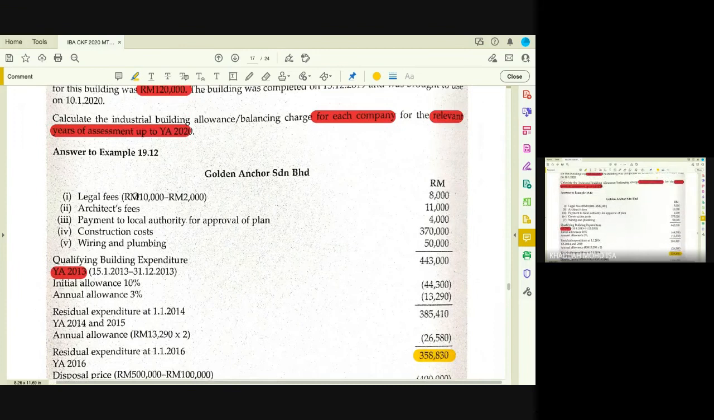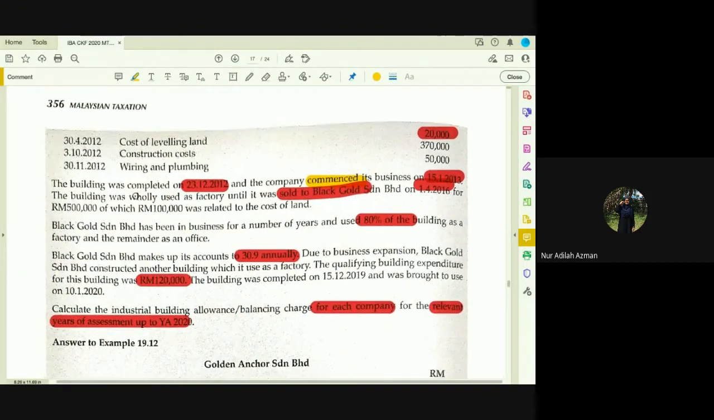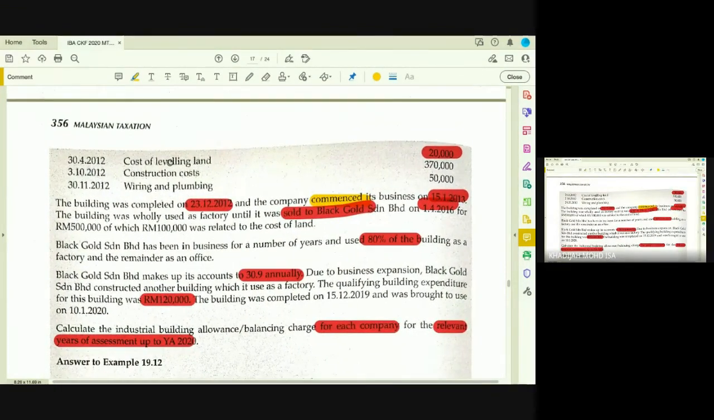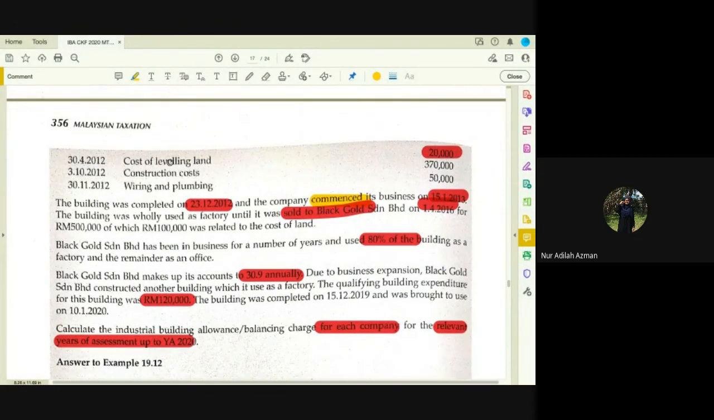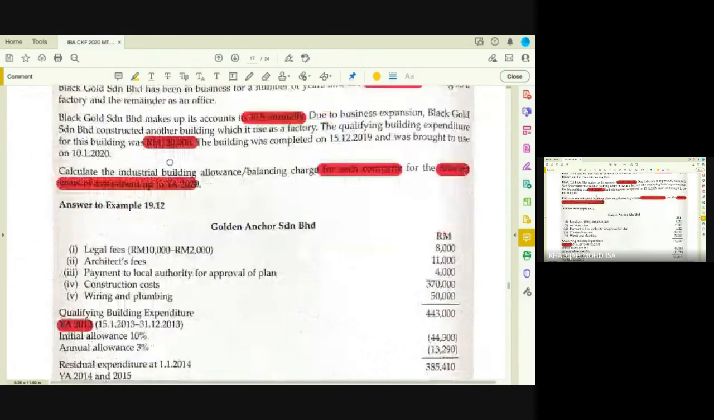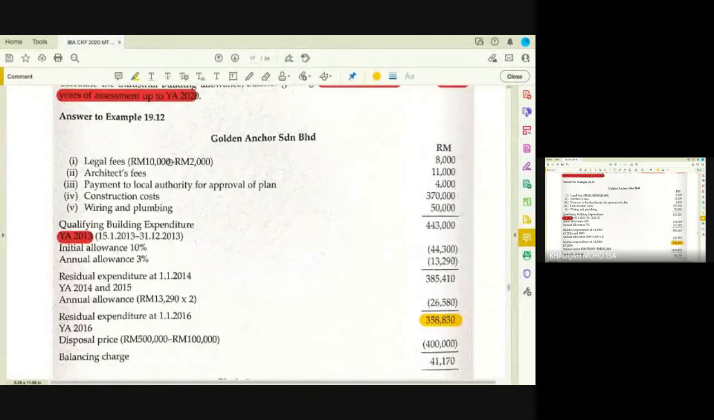Because remember that this is a PCTL. PCTL always has to look into the cost of plant and machinery first. And then on top of that, if you want to look at the cost of leveling of land, for the PCTL it has to be 75% and above of the total cost. In this case, it's only 20,000, which is very low. So that's why it's not qualified. It cannot be part of plant and machinery, but there is no cost of plant and machinery there either. Even in the answer here, there's no leveling of land.